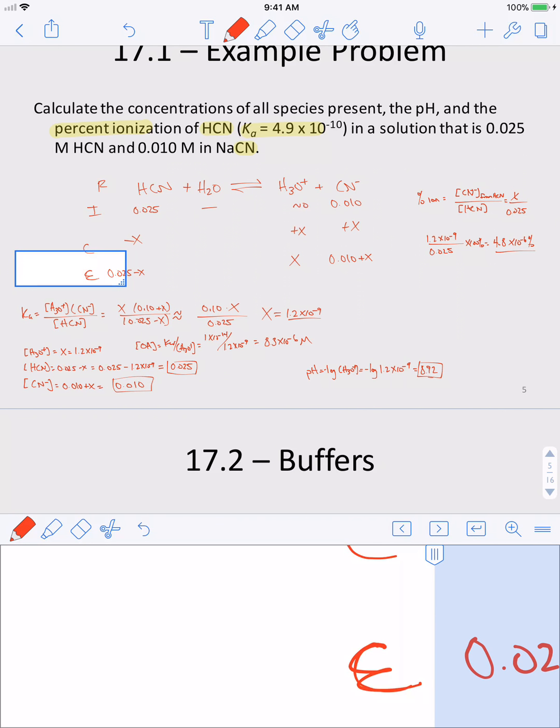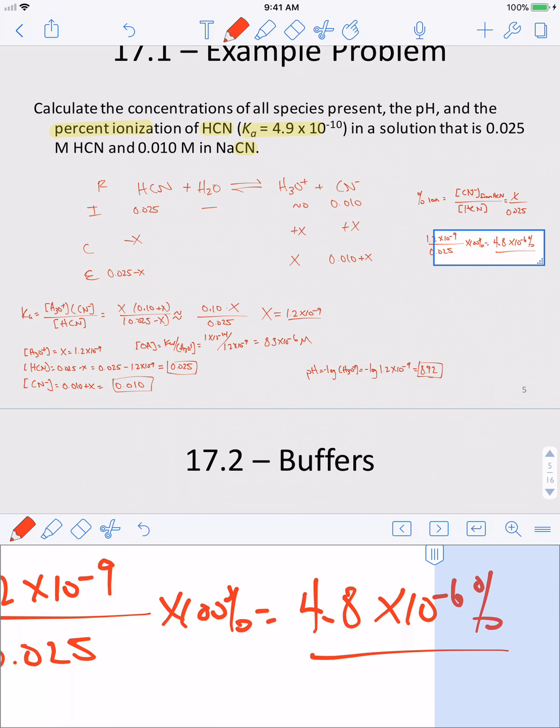So it's really small. Almost none of it is actually dissociating to form cyanide on the other side, but enough of it to give us a slight amount of H3O plus, so that we have more OH minus. We're in a basic range, and our pH is basic.